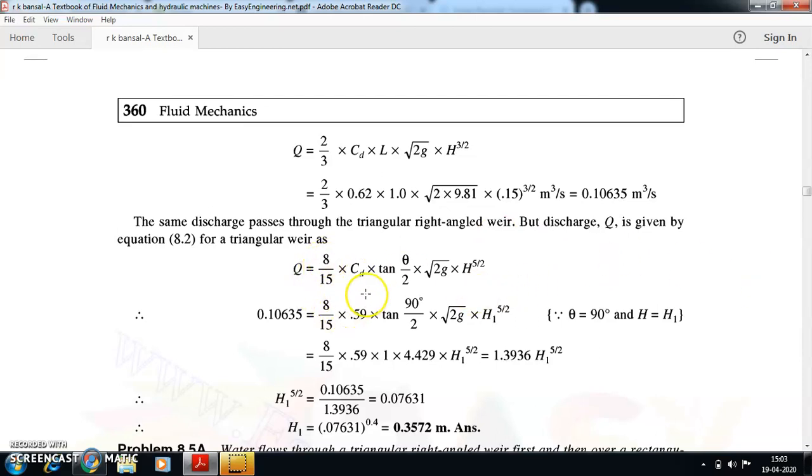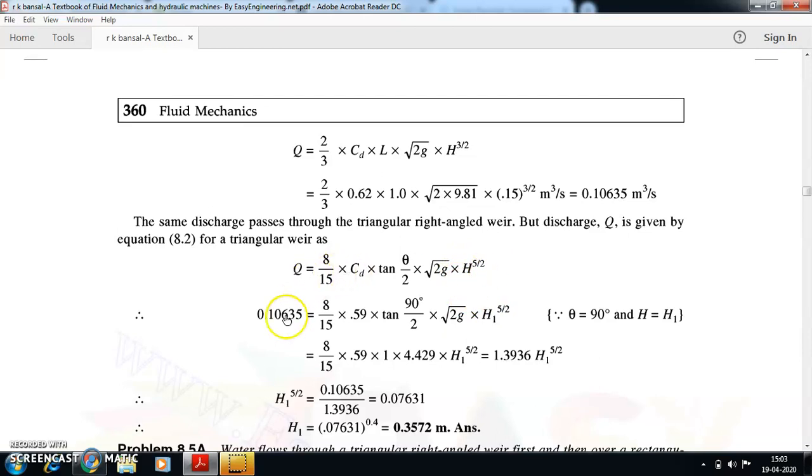Q will be 8 by 15 Cd tan theta by 2 root of 2g H to the power of 5 by 2. Using this equation, I know the Q value, I know the Cd value for the triangular weir, I know theta of the triangular weir. I have to find the H value, that's it. So this is nothing but your height, the depth of the liquid flowing above the triangular weir.